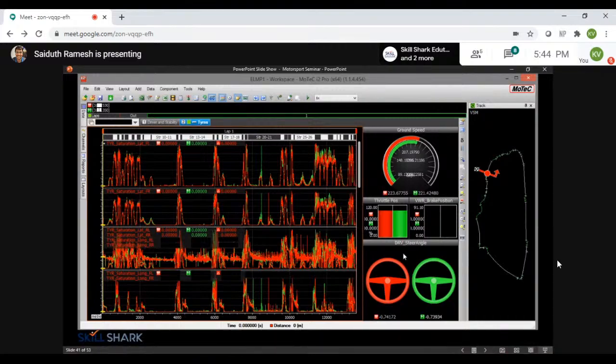So these are some of the channels. You have steering inputs here. Generally, it's not the best way to look at it because it only shows you the exact steering position at a point, but it can be used for visual purposes.